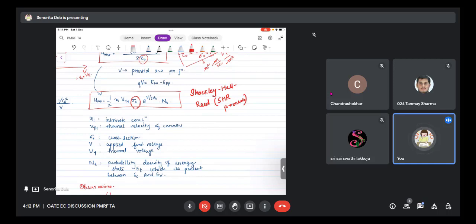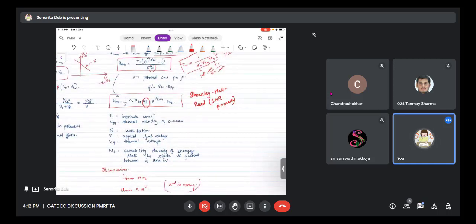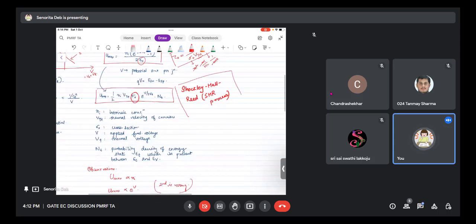Okay, so the thing is, Chandrasekhar, these kind of questions, if you want to dig into them, you will have to dig a lot. So this formula is basically called the Shockley-Hall-Read process. So you can go and read about it, and all the doubts will get clear. But the problem is that GATE is not about digging in this manner, because this question may not be asked any time after this. That can happen, because I have not seen this question before, and this might not come after this also.